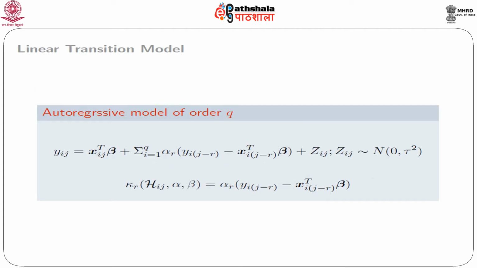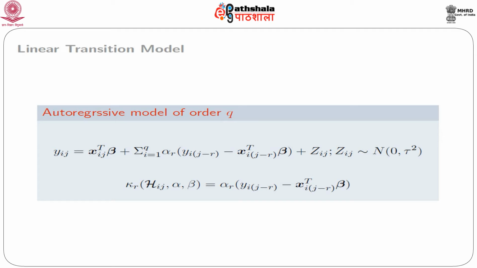So the interpretation of beta hat in the linear transition model is the same as that of the marginal model. Now consider an autoregressive model of order q, AR(q). So here what happens? Then y_ij would be equal to x_ij transpose beta plus the sum, r running from 1 to q, of alpha_r times (y_i,j-r minus x_i,j-r transpose beta), plus z_ij, where z_ij follows normal 0, tau square.